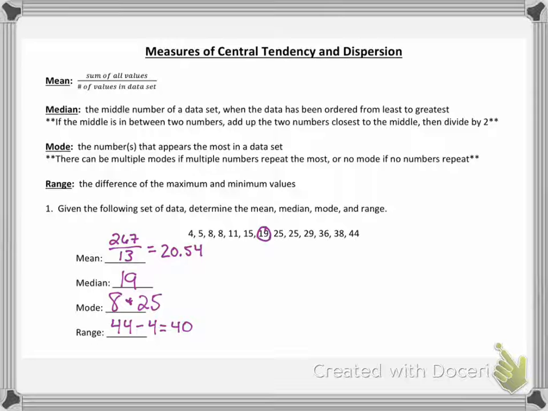So that's your quick review. You guys have been solving for these values here for many math classes over many years. Just a quick review as to what's what. Mean, median, mode, range. Again, make sure your numbers are in order before you do that, and those should be pretty easy to calculate.